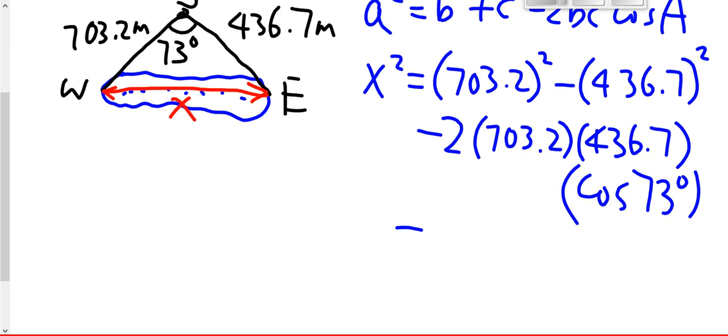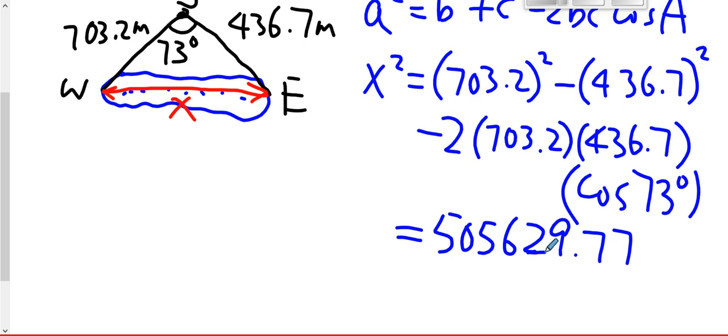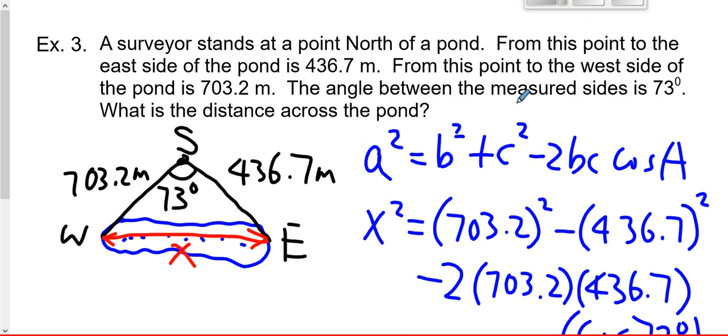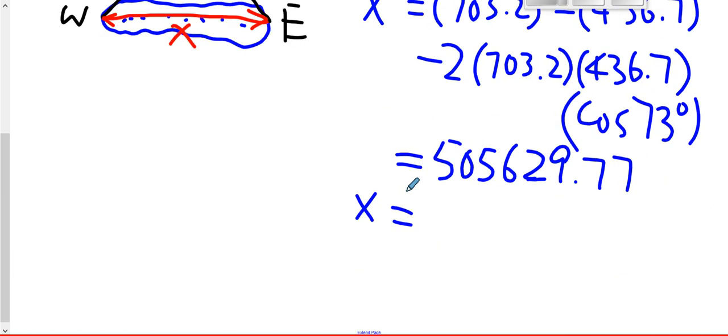So quickly punch that in. You all should get 505,629.77, and then since this is squared, you take the square root of both sides. The question did not mention rounding, so to keep it consistent with these numbers, I want to round it to the nearest tenth. If you take the square root of this number, that will give you 711.1. And what's the unit in this case? Meters.